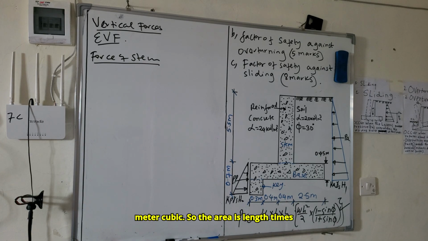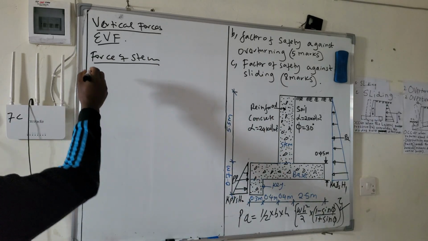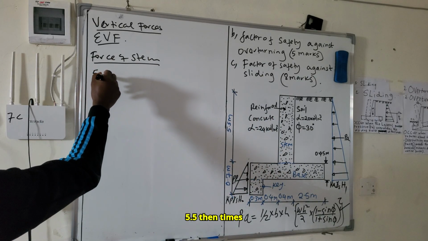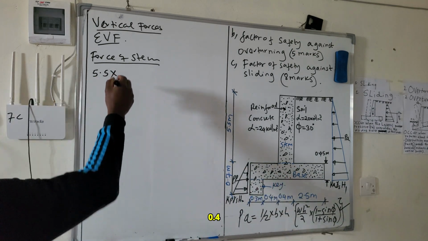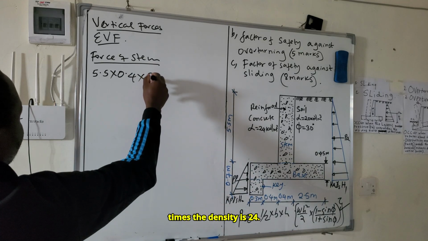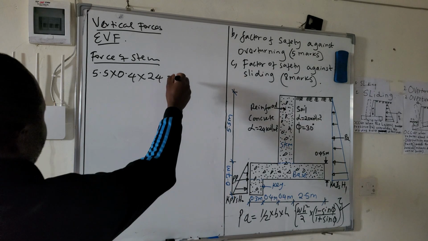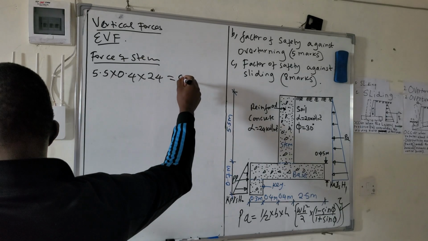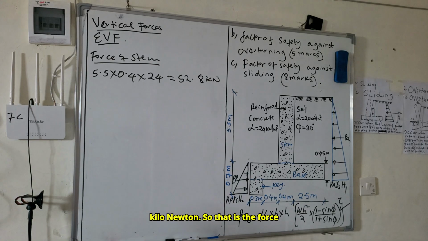So the area is length times width. We have 5.5 from here to here, so 5.5 times 0.4 times the density, which is 24. So we will have 52.8 kilonewton. So that is the force in the stem.